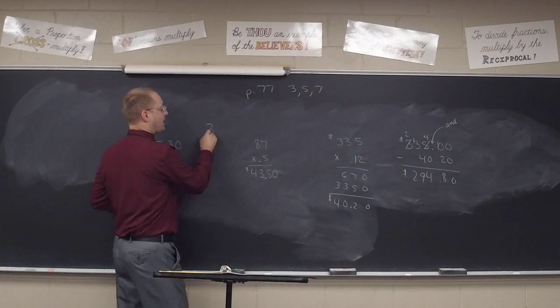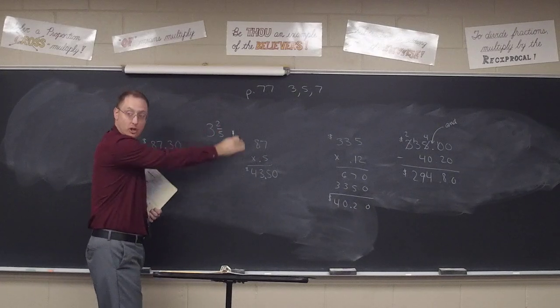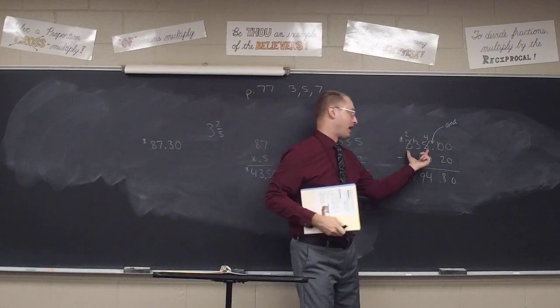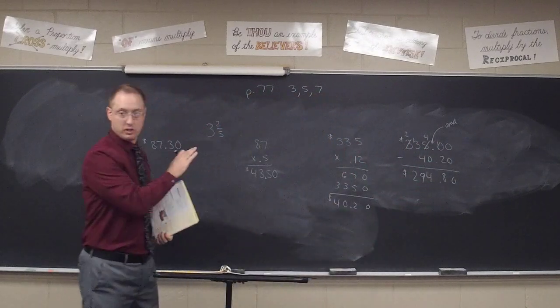Just like if I saw this fraction, we'd say this is 3 and 2/5. There's the whole portion, and there's the fractional portion. There's the whole dollar portion, and there's the fractional part of the sentence. Yep, good question. Other questions on that?